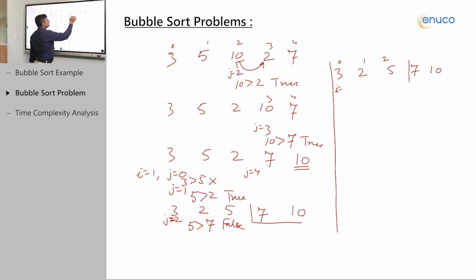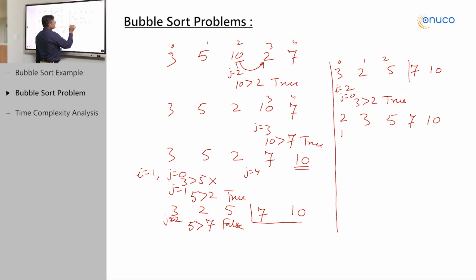Now I is equal to 2. Once I is equal to 2, again J will start with 0. J started with 0. So we are going to say 3, A of J is 0, A of J plus 1, 0 plus 1 is 1. Is 3 greater than 2? Yes, the condition is true. In that case, we are going to write 2, 3, 5, 7, 10.